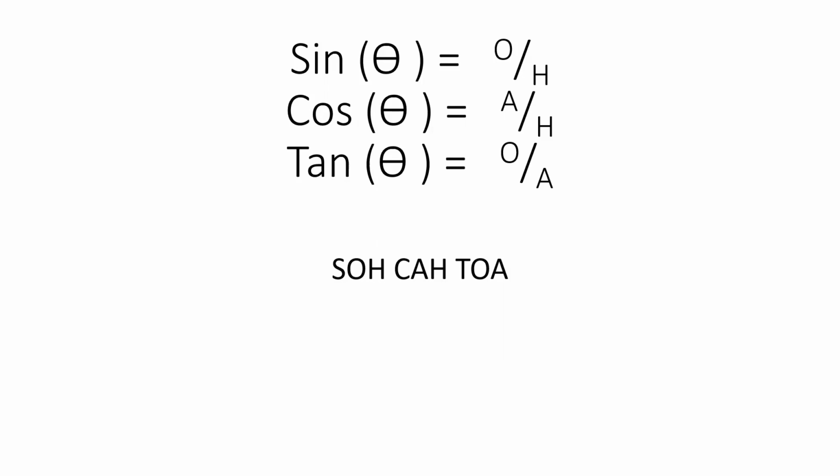And we're going to introduce you to this idea of SOH CAH TOA, where basically the SO comes from sine equals O over H. So we go S-O-H. Cos is A over H, so we go C-A-H. And tan is O over A, and so we go T-O-A. And we will use this word when we want to actually work out which of the equations to use.